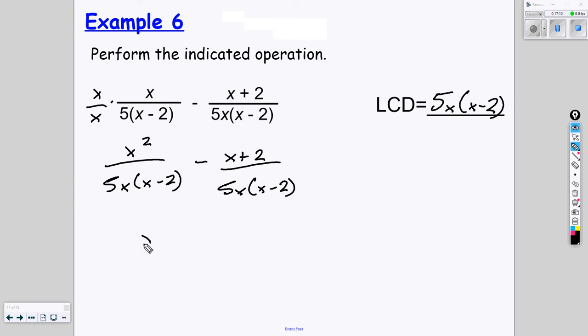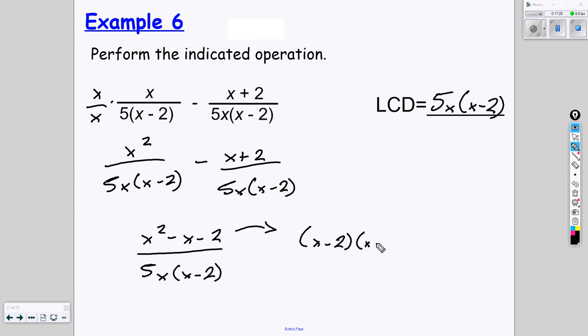Now let's combine that, and we get x squared minus x minus 2 on 5x times the quantity x minus 2. And this is factorable. The numerator factors to be x minus 2 times x plus 1, which helps us simplify because now we can see that common factor of x minus 2. So this simplifies to be x plus 1 on 5x.